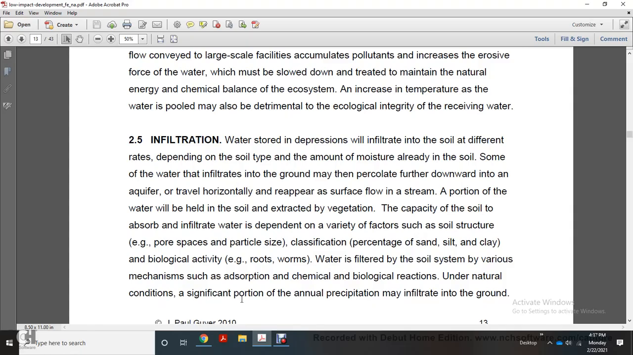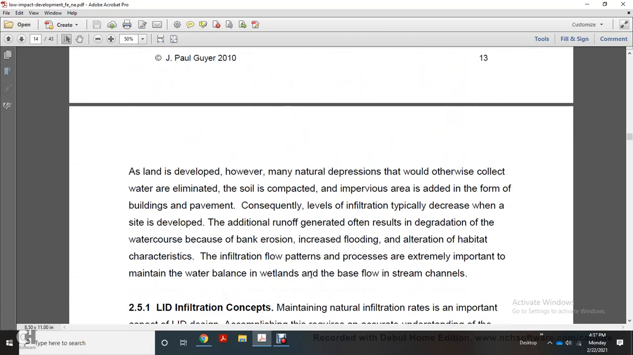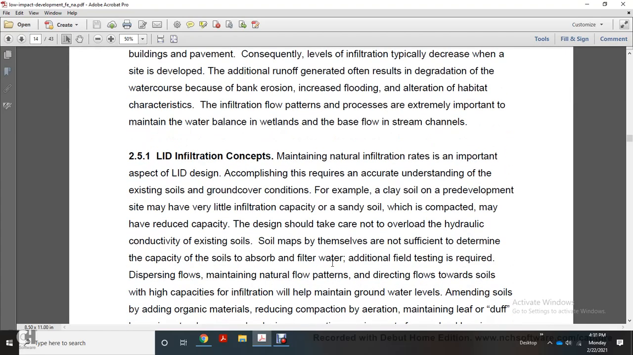Under natural conditions, a significant portion of annual precipitation may infiltrate into the ground. As land develops, however, the natural depressions that would otherwise collect water are eliminated, and the soil is compacted, with impervious areas in the form of buildings and pavement. Consequently, the level of infiltration decreases when the site develops, and the additional runoff generated often results in degradation of water courses, bank erosion, increased flooding, and alteration of the habitat character of infiltration flow patterns. These processes are extremely important to maintain water balance in wetlands and the base flow in stream channels.